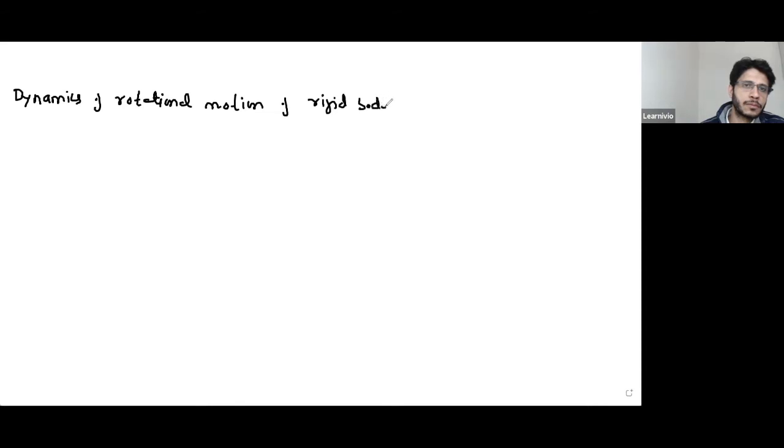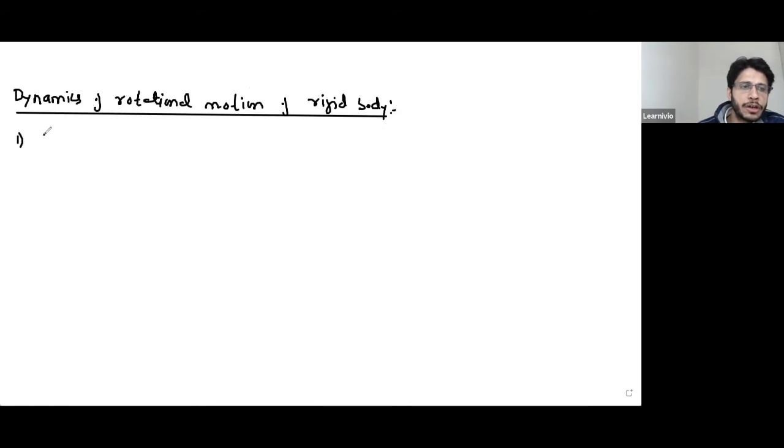After these shapes, the next is rotational motion of a rigid body, or dynamics of rotation of a rigid body. When I say dynamics, dynamics means cause of motion. So we will study quantities responsible for rotational motion. The first quantity is torque basically, right?